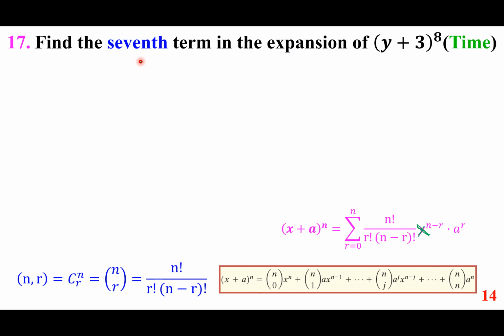Or you may notice the general format, and let's write down the general format for this one. So y plus 3 to the power of 8 is the summation r from 0 to 8 of n factorial, which is 8 factorial over r factorial times 8 minus r factorial. This is n minus r. So this one, and this one is the same. y to the power of 8 minus r, 3 to the power of r. This is what I'm using, okay?